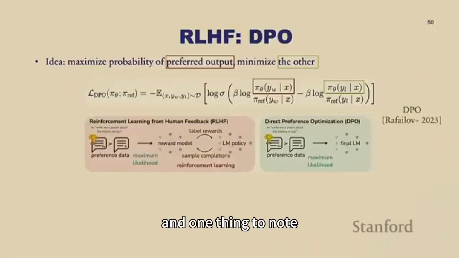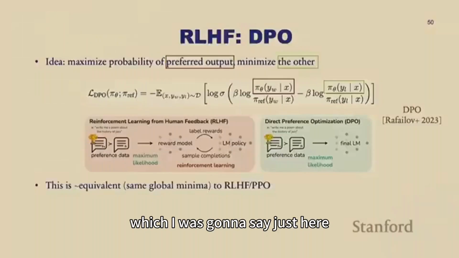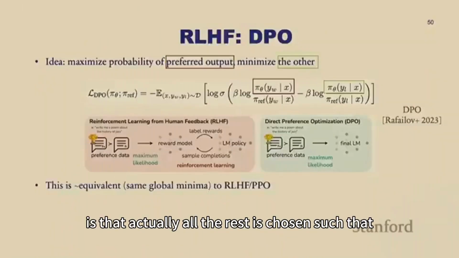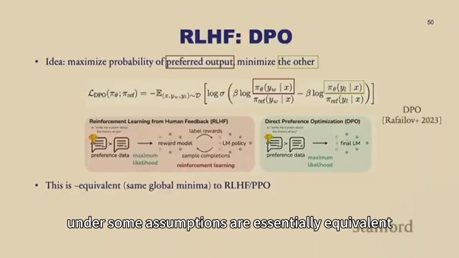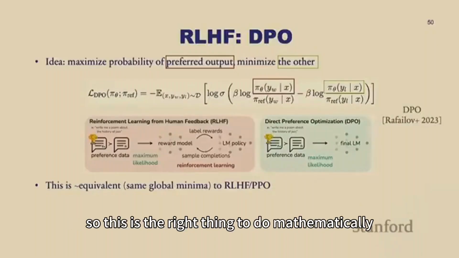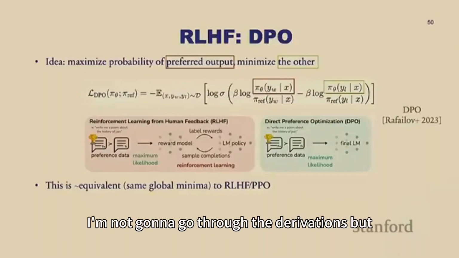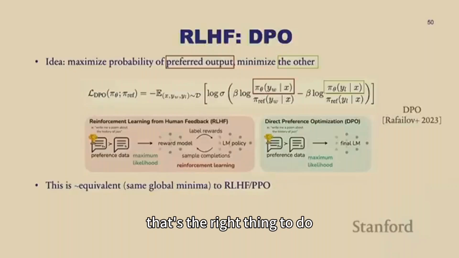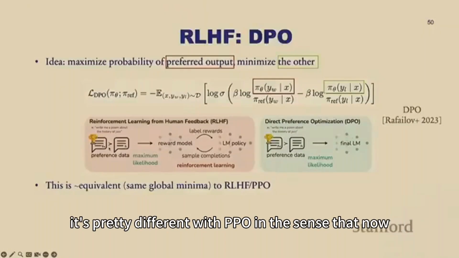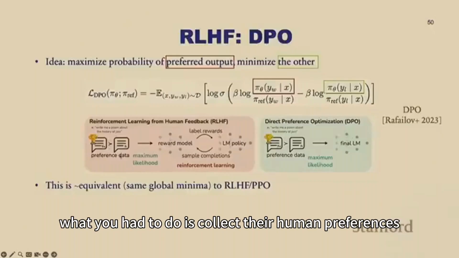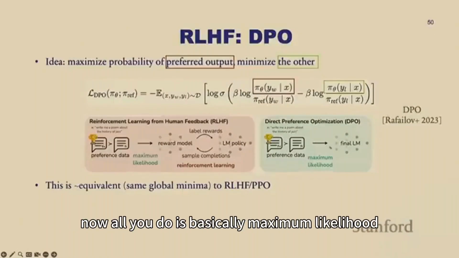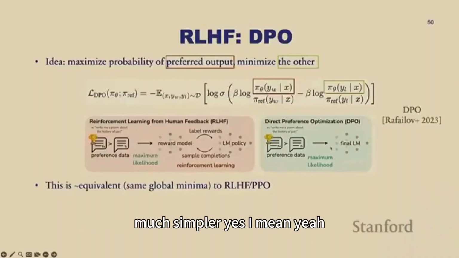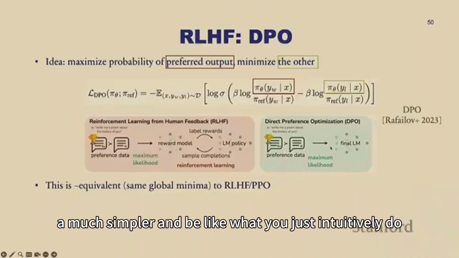One thing to note is that all the rest is chosen such that the global minima of PPO and the global minima of this DPO, under some assumptions, are essentially equivalent. So this is the right thing to do mathematically. I'm not going to go through the derivations, but that's the right thing to do. It's pretty different from PPO, in the sense that with PPO, what you had to do is collect the human preferences, then train a reward model with maximum likelihood, then use reinforcement learning. Now all you do is basically maximum likelihood. Much simpler.